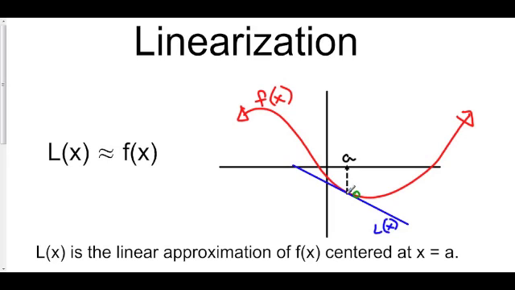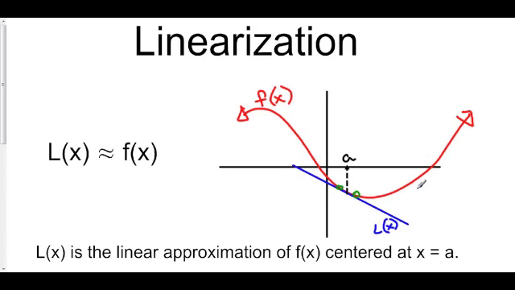So we could go a little bit to the right of a, like 0.1 to the right, or 0.2 to the right, or maybe even 0.3 to the right. Or we can go like 0.1 to the left, 0.2 to the left. You see it's still pretty close to the left. That's where the center of our linearization is, x equals a.